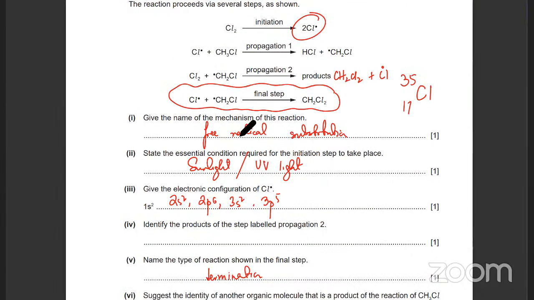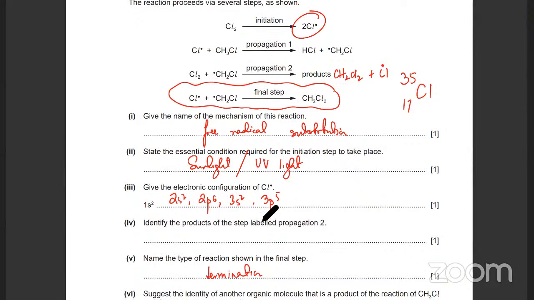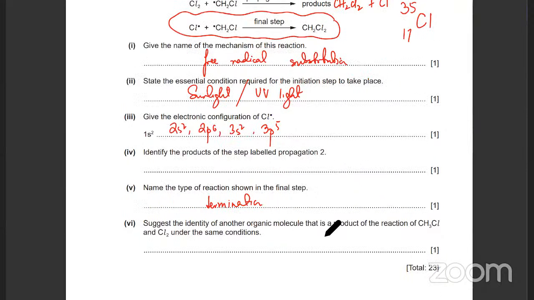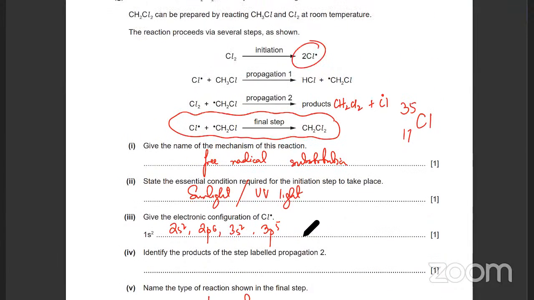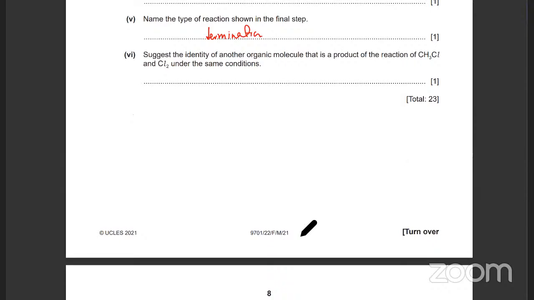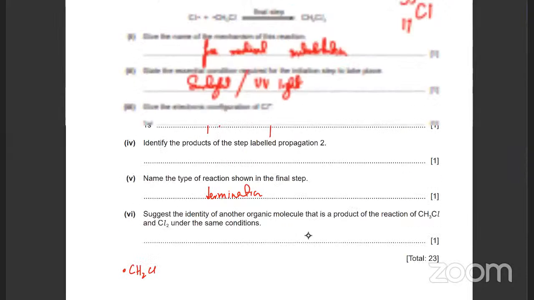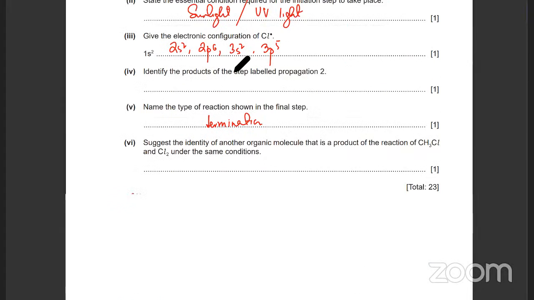But you're not going to write that because it's not organic. They're looking for an organic product. But anyways, it could be. If I do this, let me. We had this radical, right? CH2Cl radical, right?